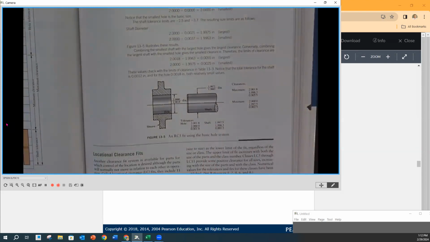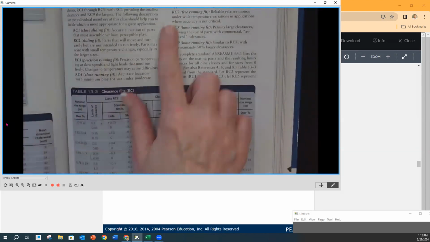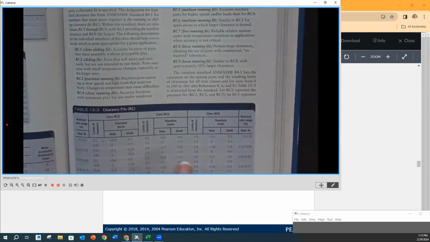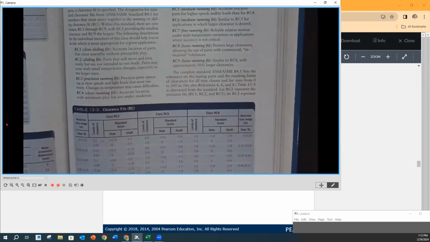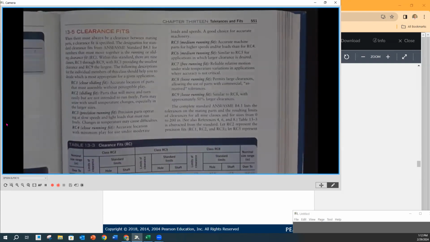Sometimes when you're designing, especially when you're new to design, it is kind of like, well, what should I put on there? And that's where these types of resources come in handy. Start reading, like, where does my application line up? And if it's not on one of these 3 charts, then you pull out the Machinery's Handbook and you get it.